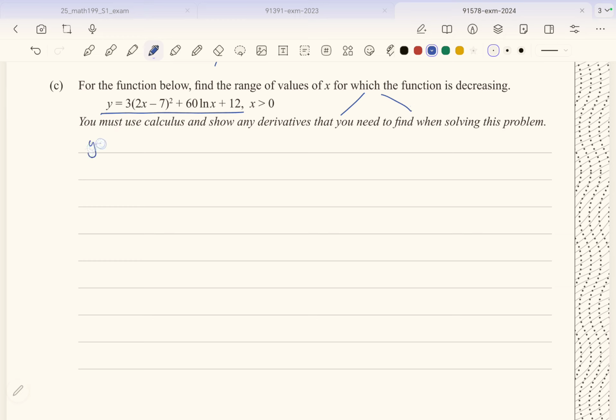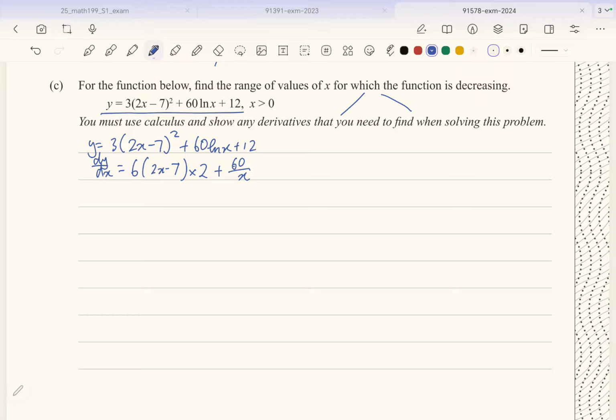So we have y equals 3 times 2x minus 7 squared plus 60 ln x plus 12. So dy by dx equals, this is just power rule and chain rule. This becomes 6 times 2x minus 7 times the 2 from the inside function plus 60 on x, because ln x differentiates to 1 over x, and then 12 goes away.